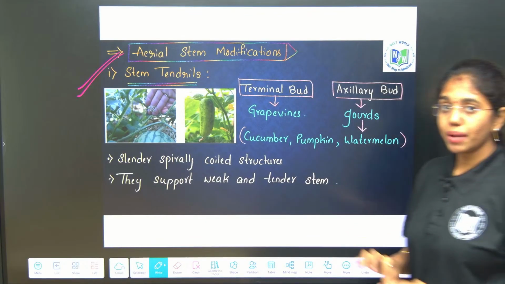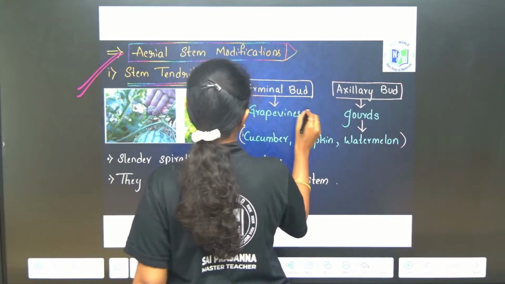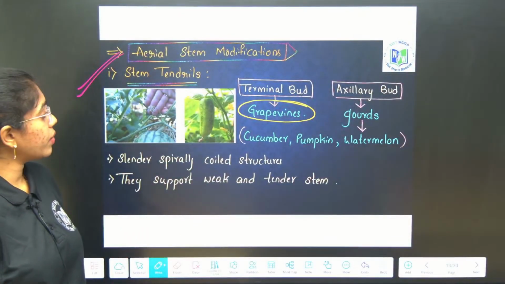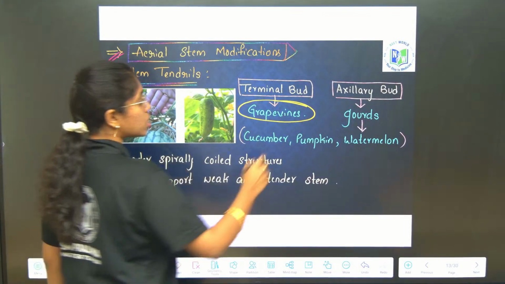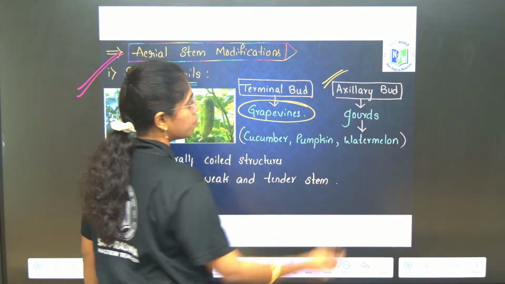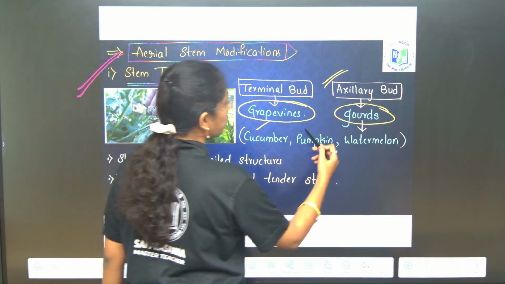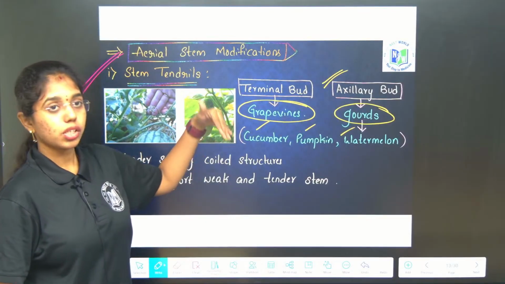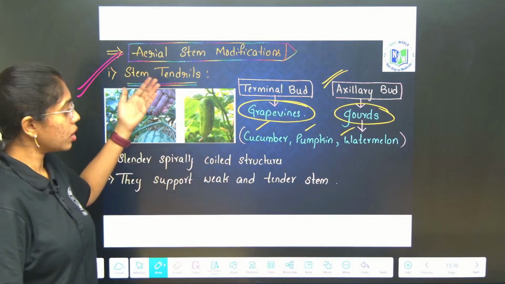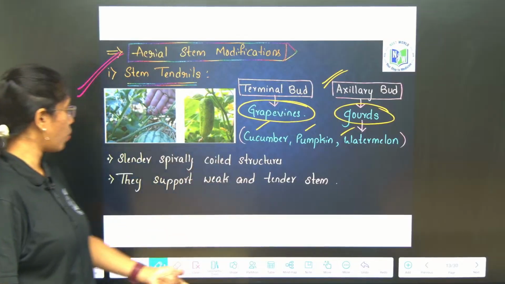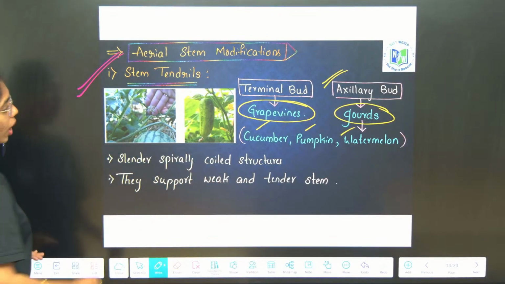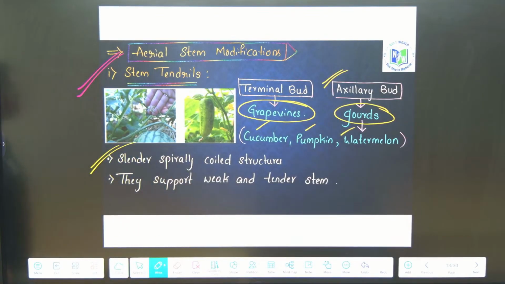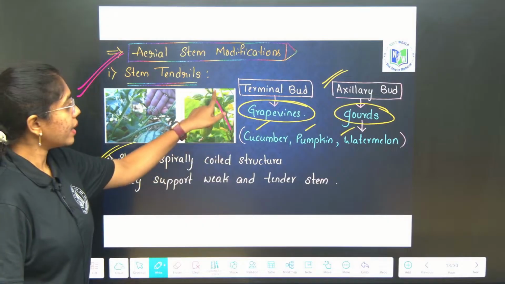If the terminal bud is modified into a tendril, that is observed in grapevines, and if the axillary bud is modified into a tendril, it is observed in gourds like cucumber, pumpkin and watermelon. What are tendrils? These are slender spirally coiled structures. They support the weak and tender stem.